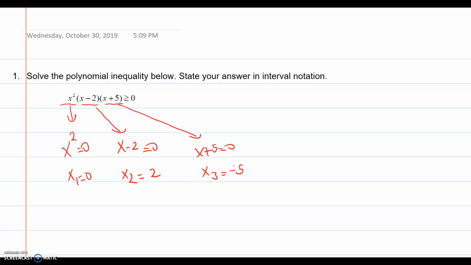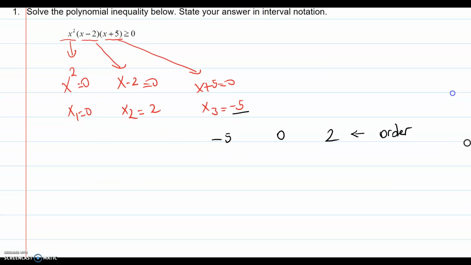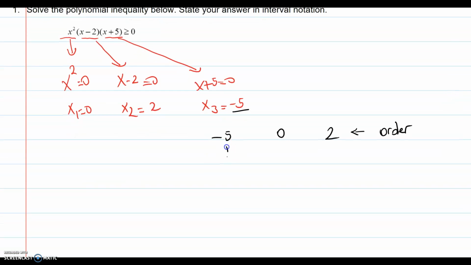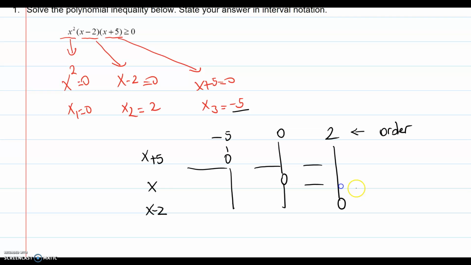Okay, so then you put those roots in order. We're talking about the sign chart method. So you'll start with -5, then 0, and 2. So this line should be in increasing order, same as number line order. And then you place their roots where they belong, like this. And 2 is a root for x minus 2. Right, and then you complete the boxes.